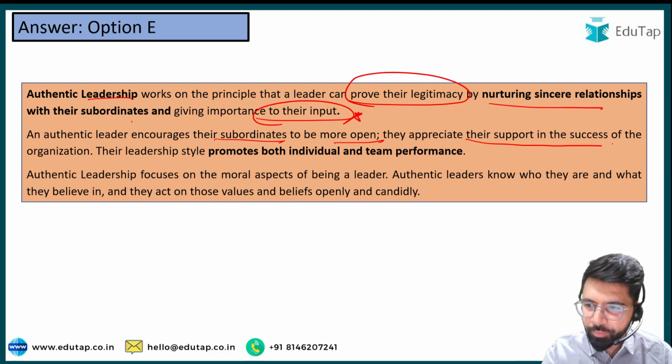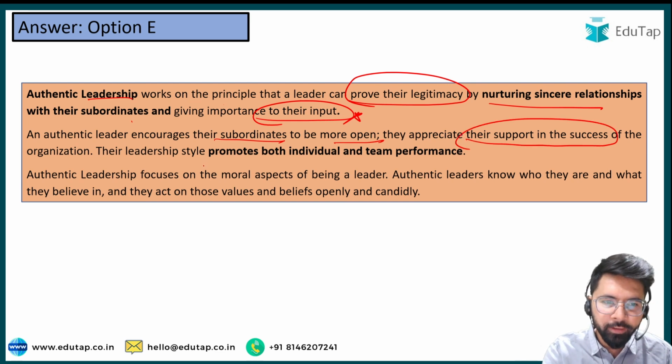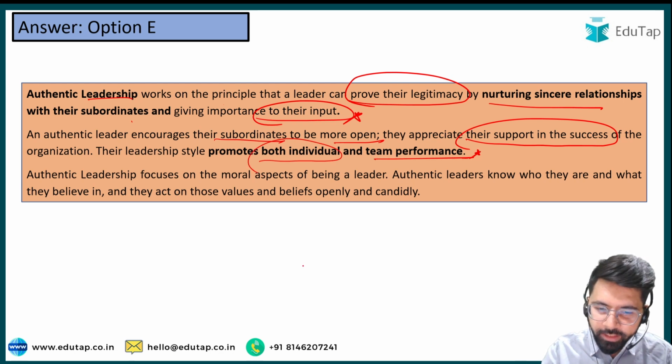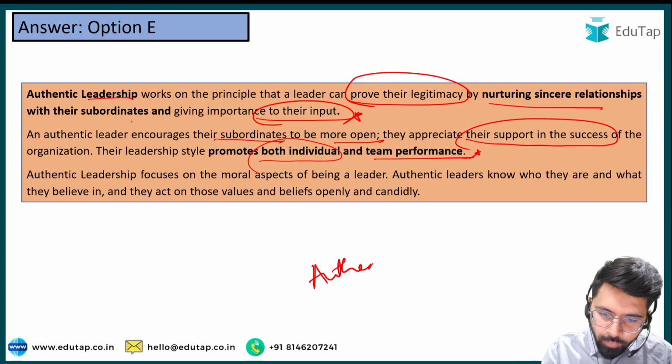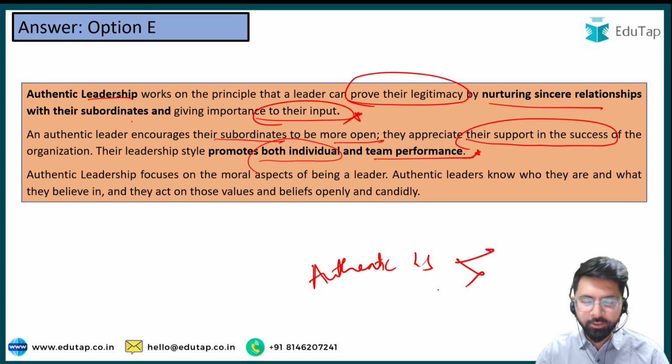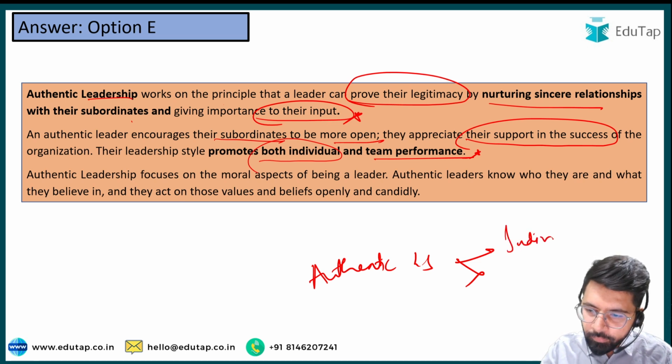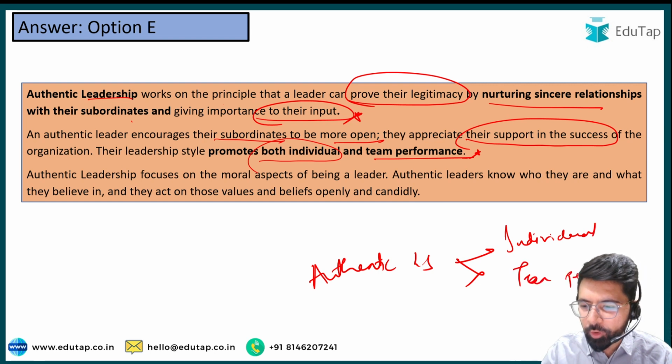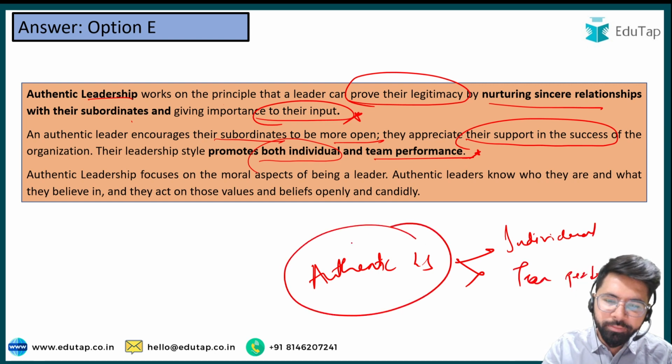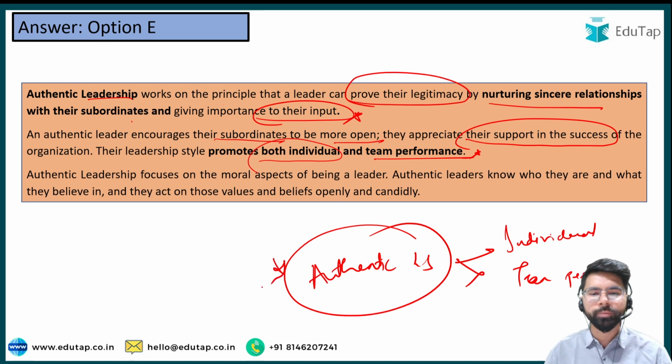They appreciate their support in the success of the organization. Their leadership style promotes both individual and team performance. See friends, this is highlighted because this is the keyword. Authentic leadership, in the upcoming examination, is the style of leadership which promotes both individual and team performance. This could be a potential question. So friends, you must remember that authentic leadership would be the answer.